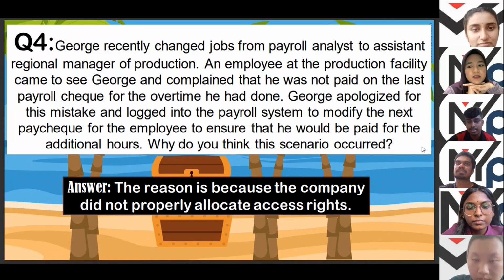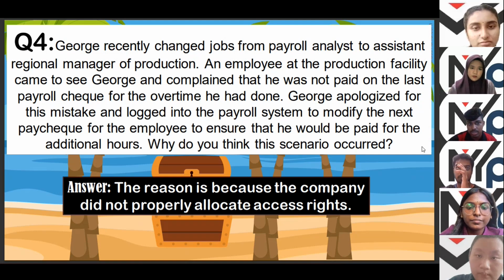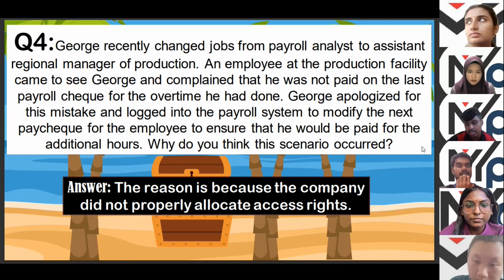It's a scenario where a guy named George recently changed jobs from payroll analyst to assistant regional manager of production. An employee at the production facility came to see George and complained that he was not paid on the last payroll check for the overtime he had done. George apologized for the mistake and logged into the payroll system to modify the next paycheck for the employee to ensure he will be paid for the additional hours. So the question is, why do you think this scenario occurred?